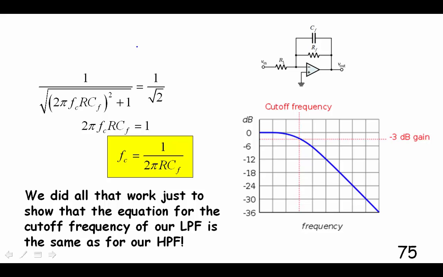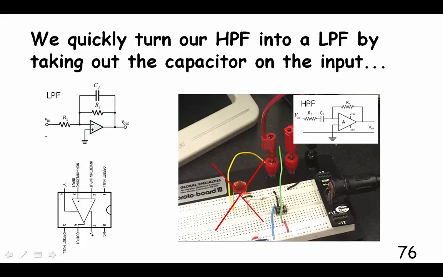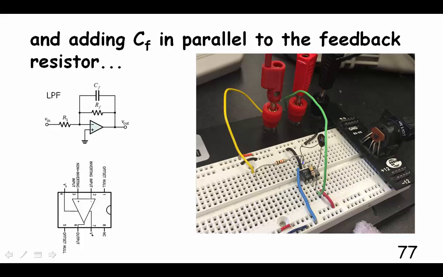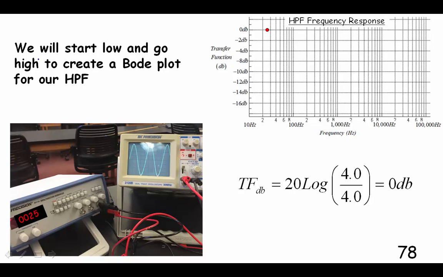So we did all that work, and you can go through it slowly if you'd like, to find out that the cutoff frequency equation is the same equation that we use for the high-pass filter. Isn't that funny? Okay, we quickly turn our high-pass filter into a low-pass filter by taking out the capacitor on the input, so we're going to get rid of this capacitor here and put the capacitor over the feedback portion of our op amp, and we've got a low-pass filter.